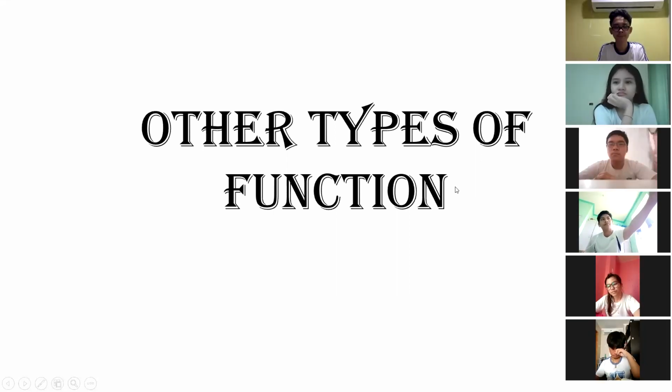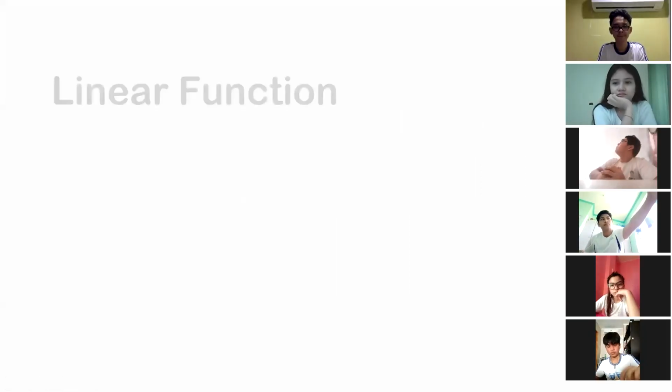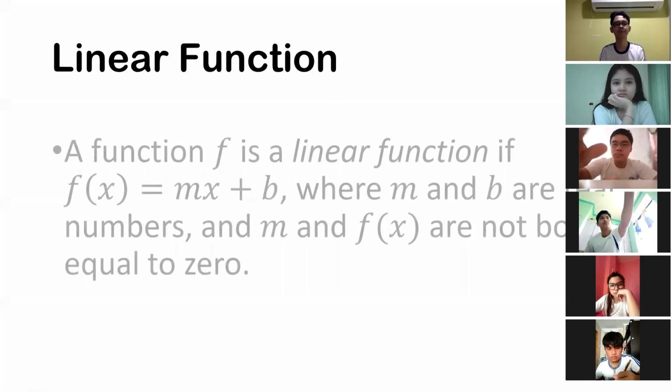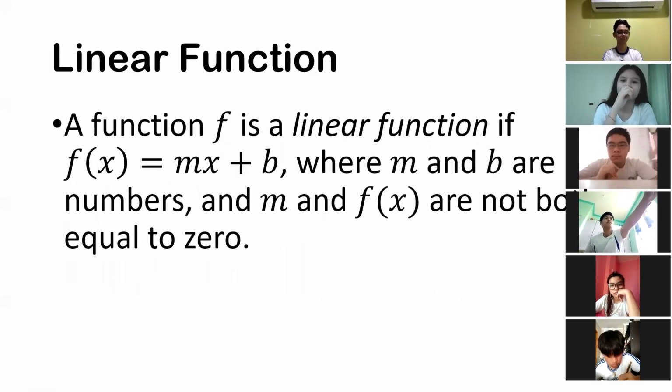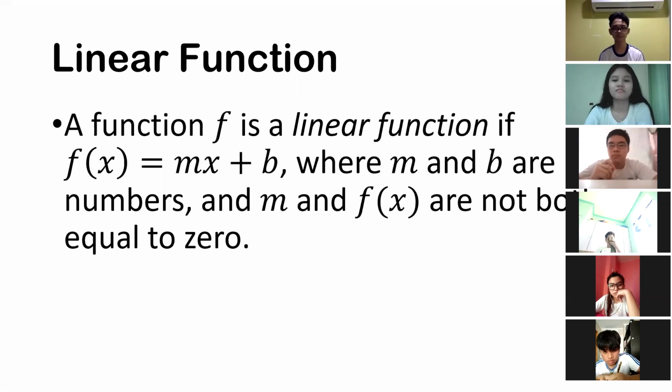So let's then proceed. The other types of function, we start off with the linear function. So what's a linear function, class? It's the same as the forms of the equation of a line. If you still remember, this is slope intercept form, where m is the slope and b is the y-intercept.